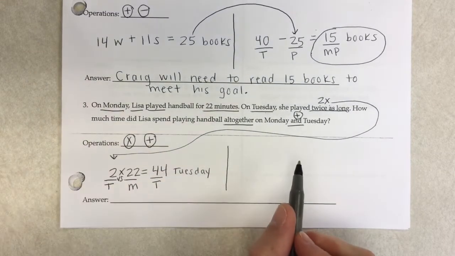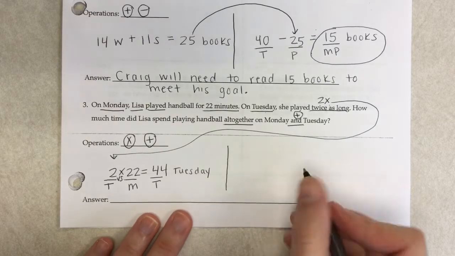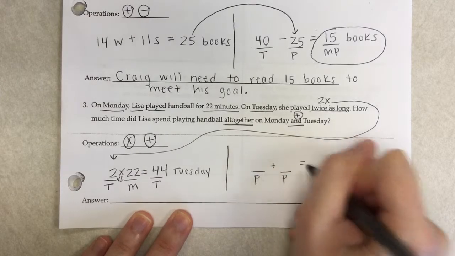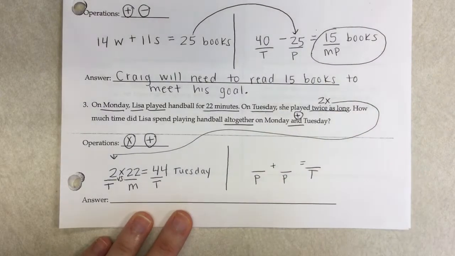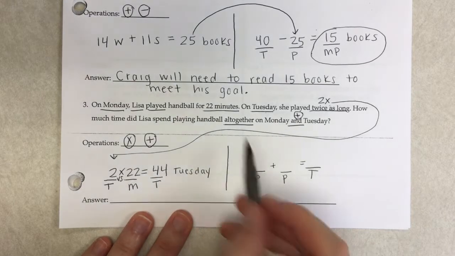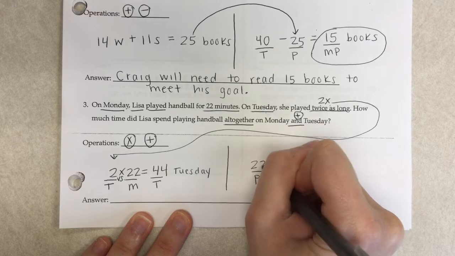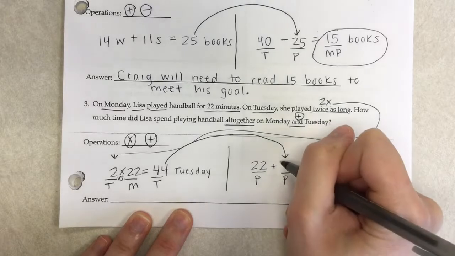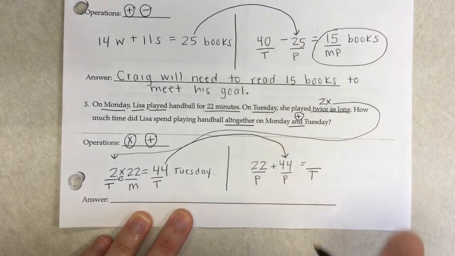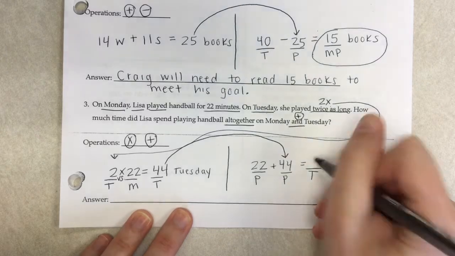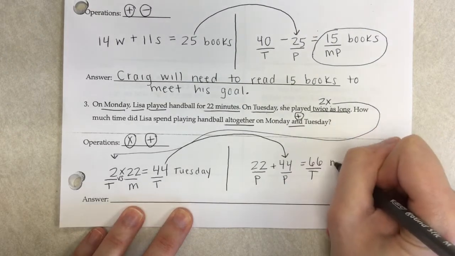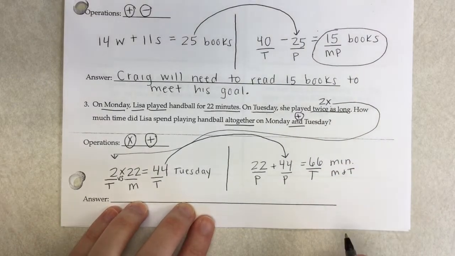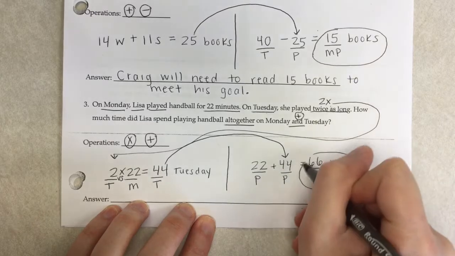Then my question is asking how many she played on Monday and Tuesday. So I'm going to need to add those together. Part plus part is going to equal my total here. One part that the problem already told me was Monday, that's 22 minutes. The other part that I solved was how many she played on Tuesday, that was 44. So I'm going to draw my arrow. 22 plus 44 is going to get me the total number of minutes she played. That is 66 minutes. And that is Monday and Tuesday. So I'll write M and T, and I'm going to circle my answer.